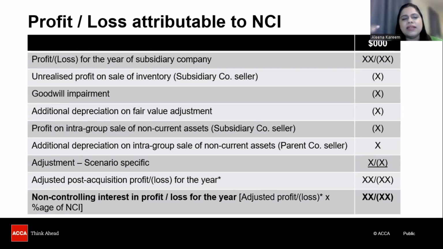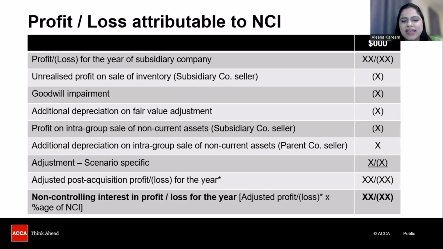Now, when we consider that parent and subsidiary are not two separate entities, it is one big economic entity, then it's not possible that one department of the company sends a non-current asset to the other department and charges a profit on it. So that's the profit that we need to eliminate, and we need to eliminate the additional depreciation also. So any adjustments that come in your questions, you have to make those. This is the adjusted profit, and now on that profit, you apply the percentage of NCI to calculate the profit attributable to NCI.